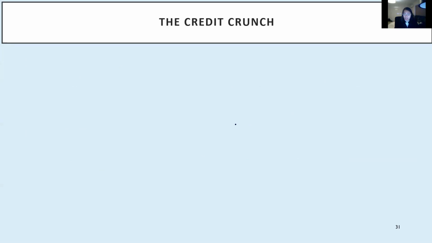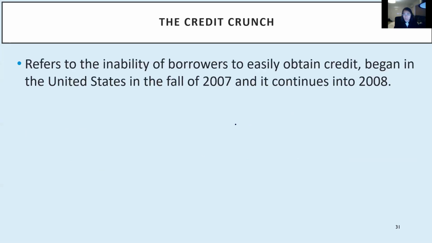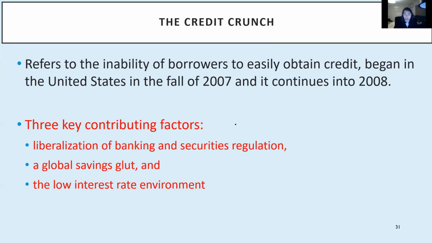So the credit crunch refers to the inability of borrowers to obtain credit, and it began in the fall of 2007, okay? The contributing factors that caused the credit crunch in the first place were these three factors.